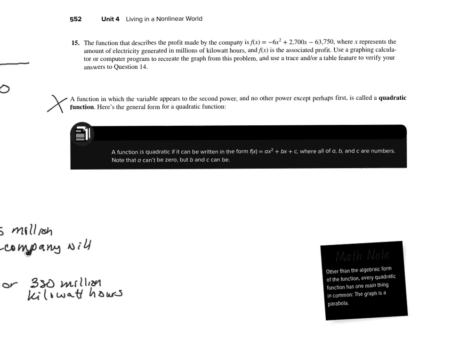Okay, let's see what we have here. It says a function in which the variable appears to the second power and no other power except perhaps first is called the quadratic function. So a function is quadratic if it can be written in the form of f of x equals ax squared plus bx plus c, where all of a, b, and c are real numbers, and a cannot be 0. If a is 0, then it doesn't have the x squared anymore, does it? Then it stops being a quadratic function.